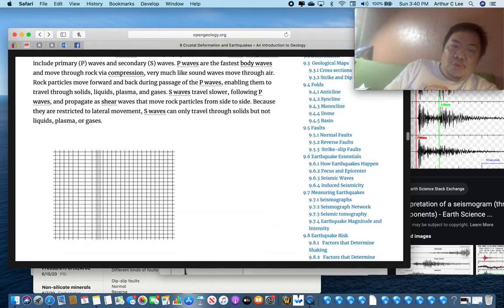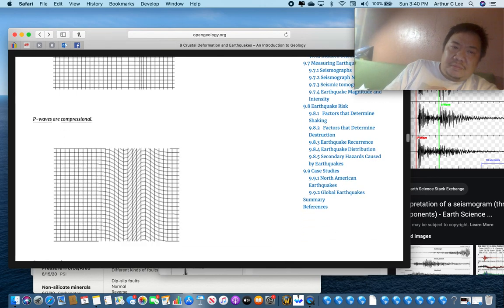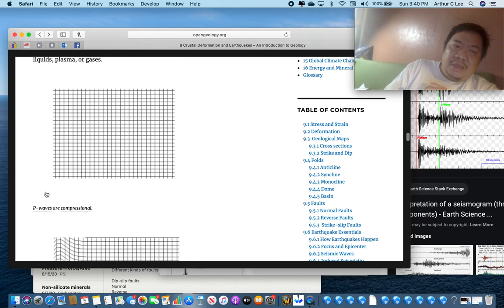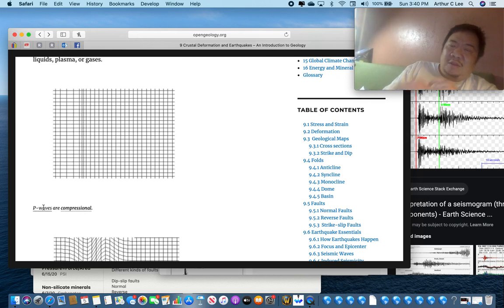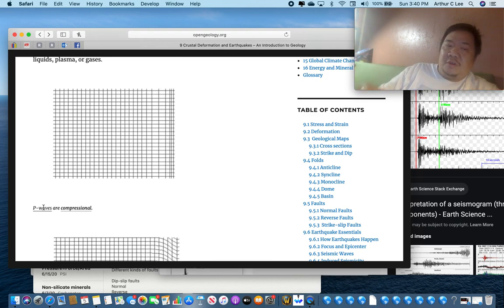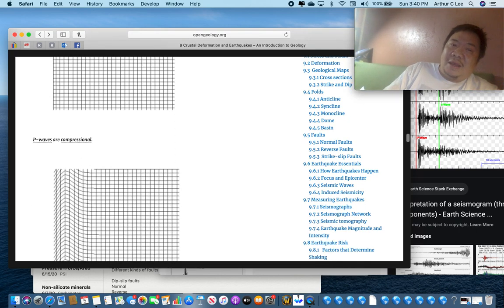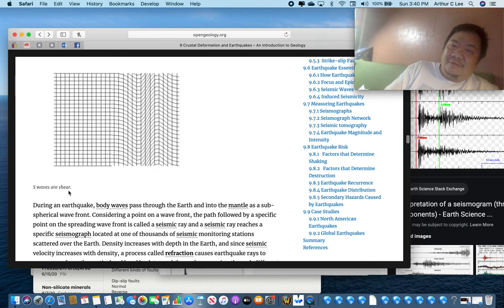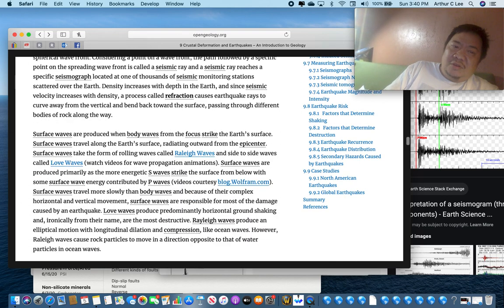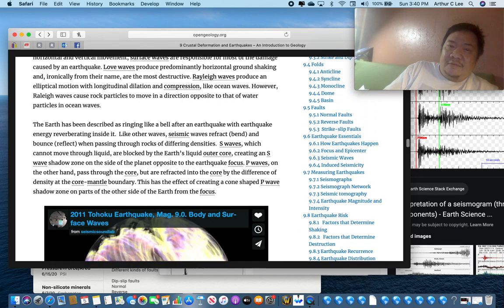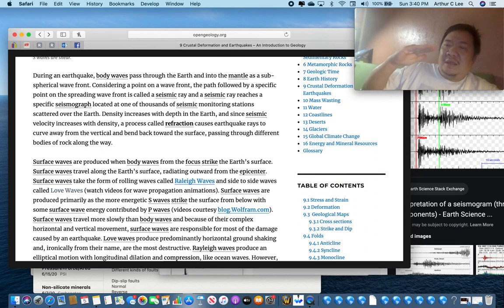There are four main waves that come out of an earthquake. The first is called the P wave. The P wave is the fastest wave. It comes out first from the focus of the earthquake. That's followed by the next wave, the S wave. Then you get an R and an L wave. So P, then S, then R, then L.